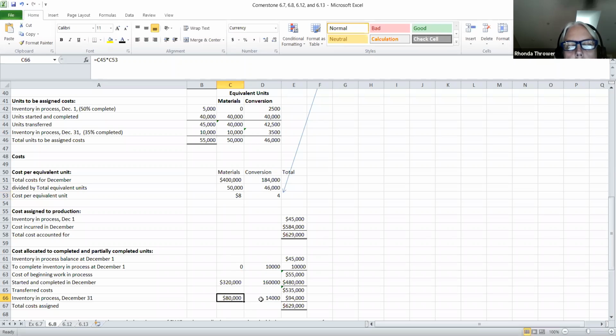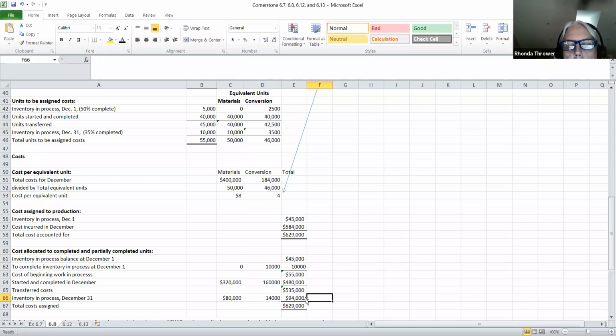Next, you'll find your ending inventory conversion cost. Your conversion costs are going to be the ending inventory right here, 3,500 units times $4, will give you $14,000. The conversion cost plus the materials cost will give you the total cost of ending inventory, which is $94,000. That would be the balance in your work in process account at the end of the month.